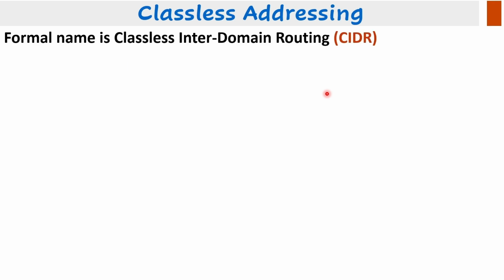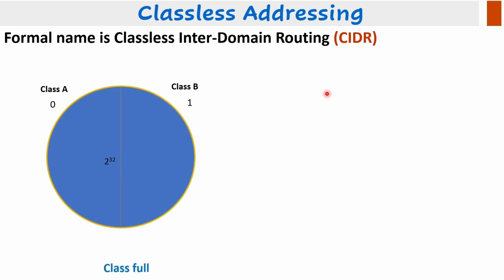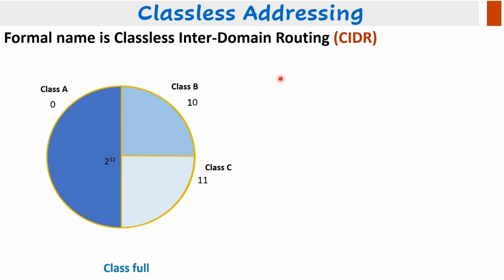So now I think we get a very good idea of classful IP addresses. Again, classful IP addressing is fixed: we have fixed class A, class B, class C, class D, and class E. Then another concept came, to make IP addresses more flexible, more user friendly, with less wastage of IP addresses. The new concept is called classless addressing, or classless inter-domain routing.